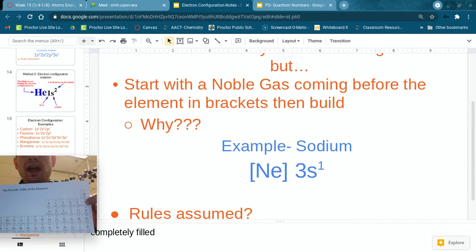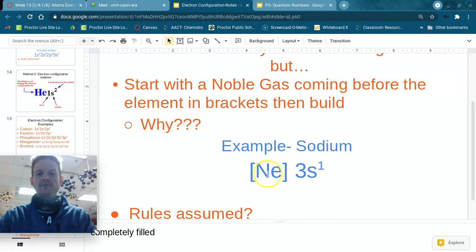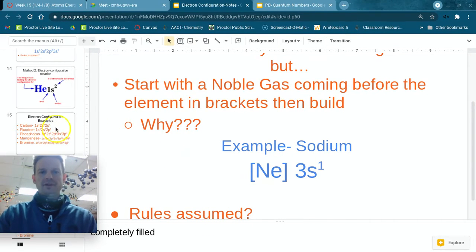Hey, I'm at number 10, right? And then I start filling up the same way I would. So I go down to 3s and I fill that up. Really, all the rules are assumed in this one, because we have to assume that we understand that neon is already built up. Because if we only had a 3s1, that's not showing proper Aufbau, right? The thing about neon is it is completely filled up.